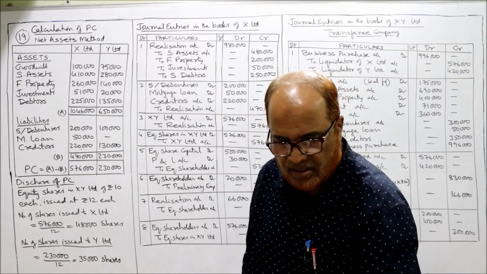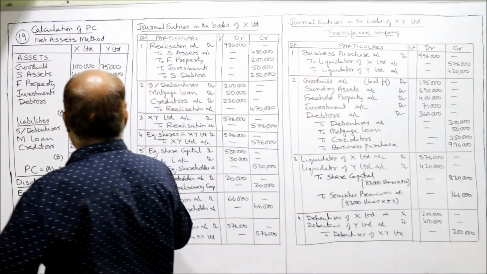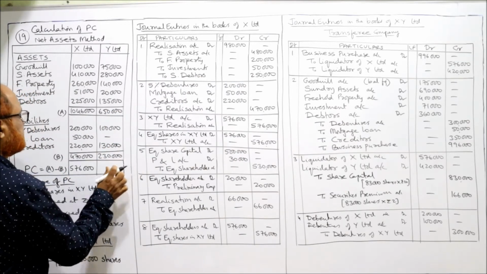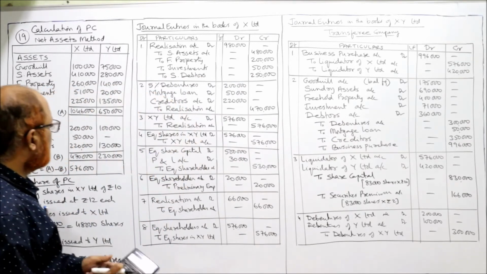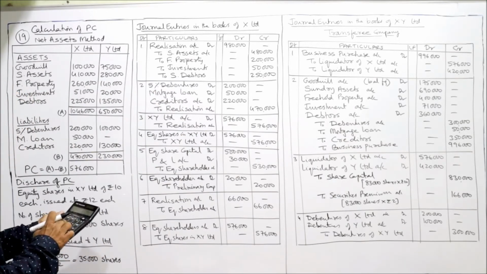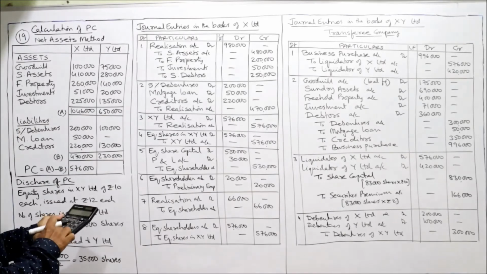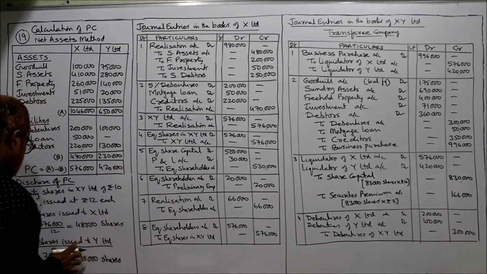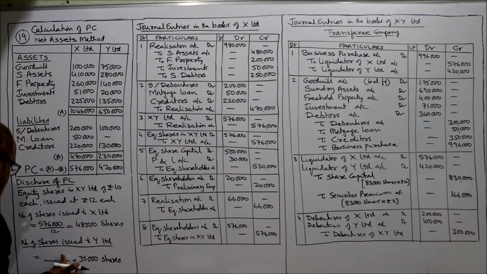Here I have committed a mistake. 6,50,000 minus 2,30,000. That's what? 6,50,000 minus 2,30,000, 4,20,000. 4,20,000 divided by 12, you will get 35,000. That's right.